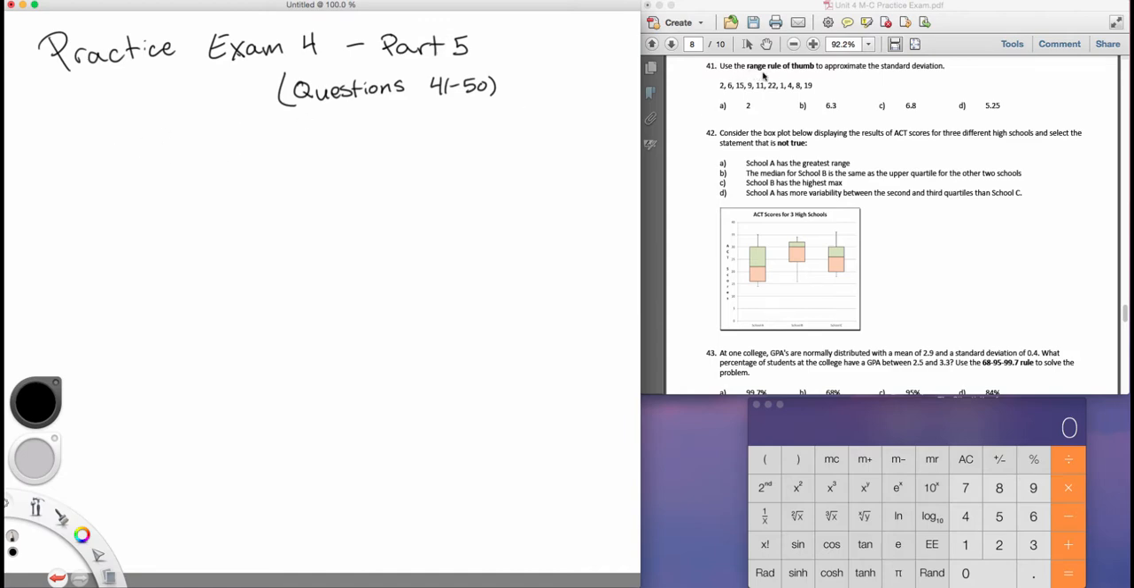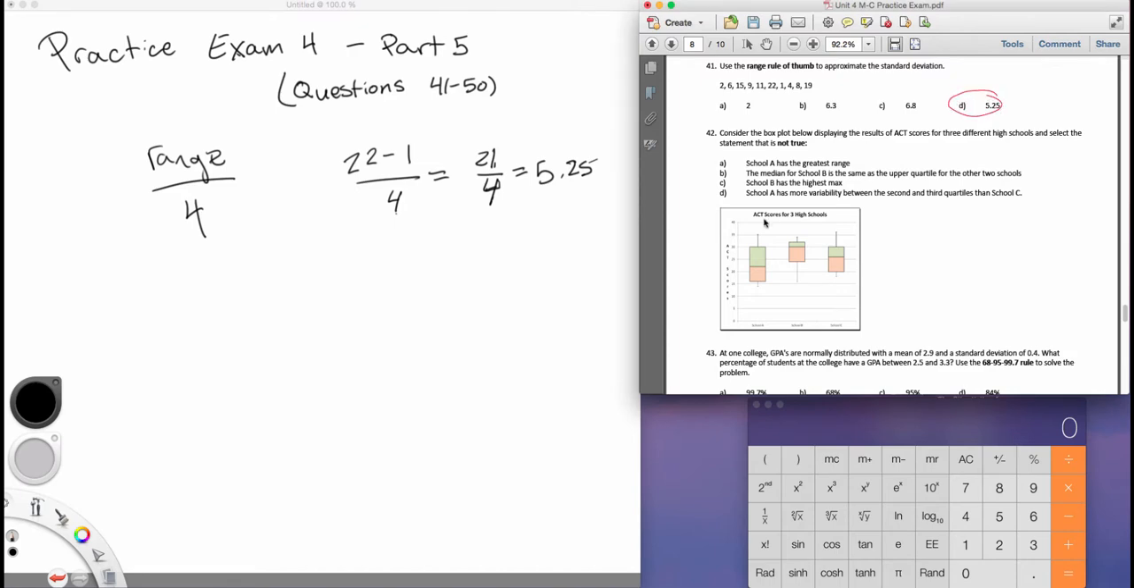Question 41 says use the range rule of thumb to approximate the standard deviation. If you remember, the rule of thumb says you take the range and divide it by 4, and that's going to be an approximate standard deviation. Not exactly, but when you are trying to calculate something very quickly, finding the range is easy. You take the top minus the bottom, so 22 minus 1, which is 21. Then we divide that by 4, and that would give us an approximate standard deviation. In this case, approximately 5.25 is going to be that standard deviation, and so D would be the correct answer there.